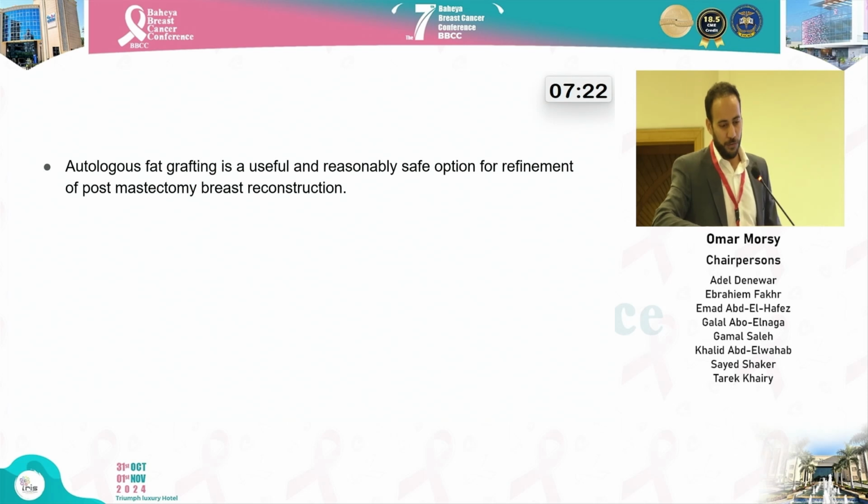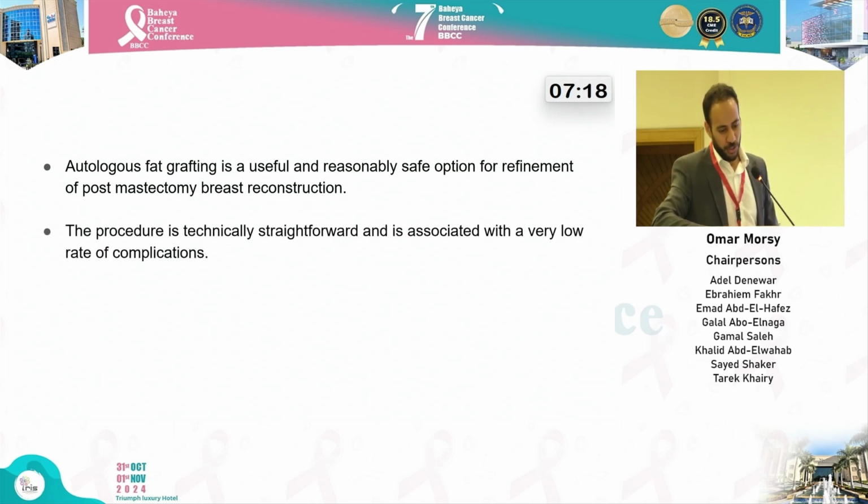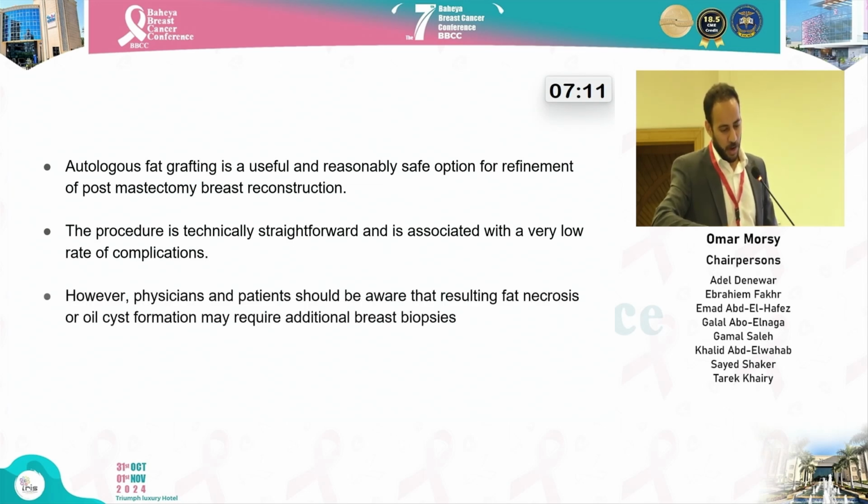refinement of post-mastectomy breast reconstruction. The procedure is technically straightforward and is associated with a very low rate of complication. However, it is important that physicians and patients should be aware of resulting fat necrosis or oil cyst formation in a limited number of cases, but it sometimes may be confusing clinically and may require additional breast biopsies.